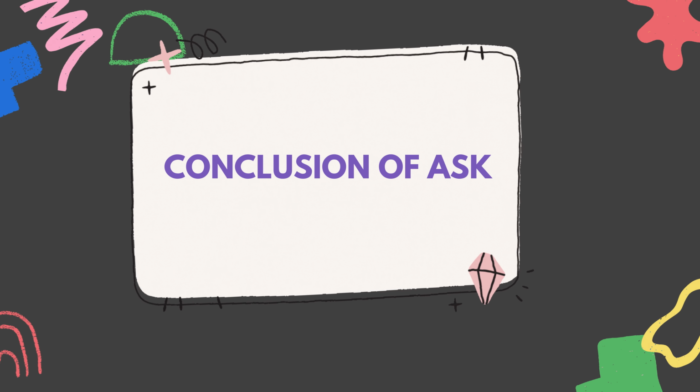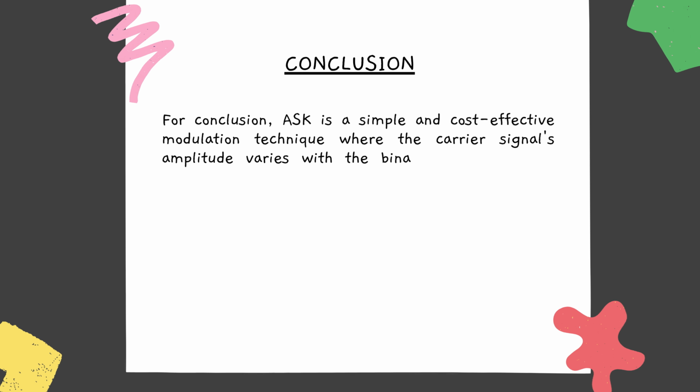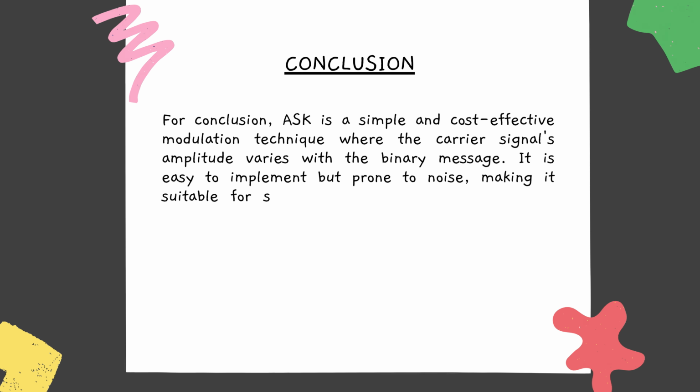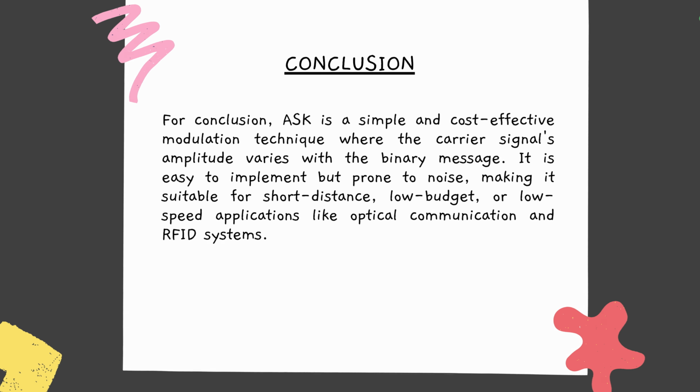Conclusion of ASK. ASK is a simple and cost-effective modulation technique where the carrier signal's amplitude varies with the binary message. It is easy to implement but prone to noise, making it suitable for short-distance, low-budget, or low-speed applications like optical communication and RFID systems.